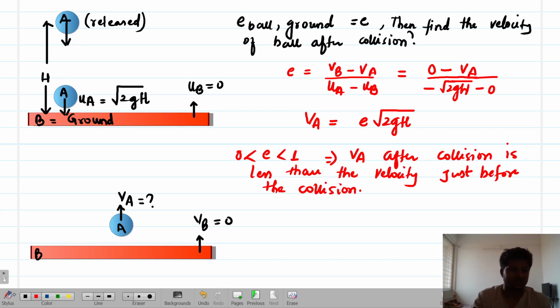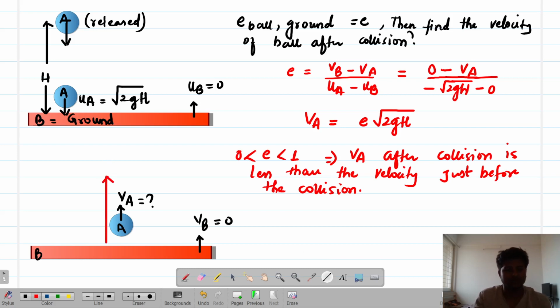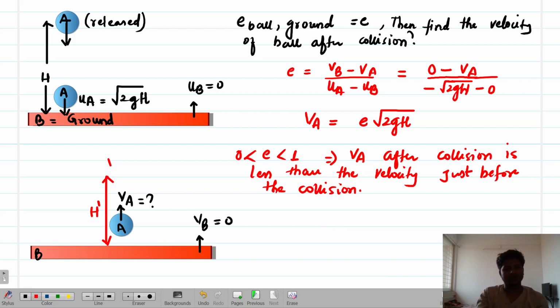So can you just find how much height this ball will rise up after the collision? Let's suppose this is the new height, H dash. So what is H dash? We know that at the top of the height, the velocity becomes zero. So the equation is simple. V final square, the velocity at the final position, is equal to initial velocity square plus 2gh.